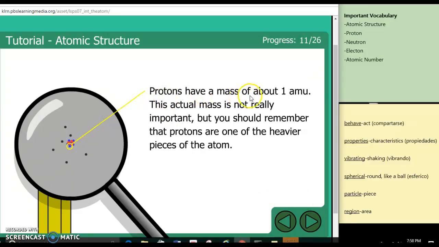Protons have a mass of about 1 AMU. This actual mass is not really important, but you should remember that protons are one of the heavier pieces of the atom. So fill this information in on your chart. Protons are one of the heavier pieces of the atom. Pause the video if you need to.